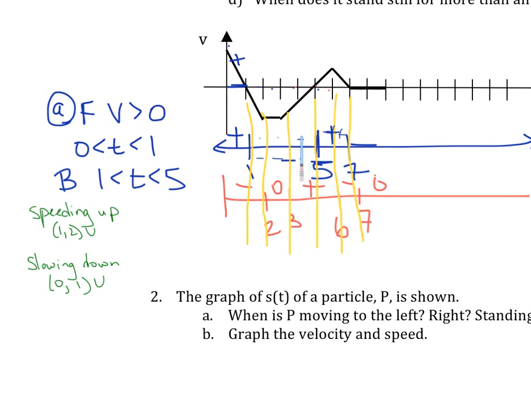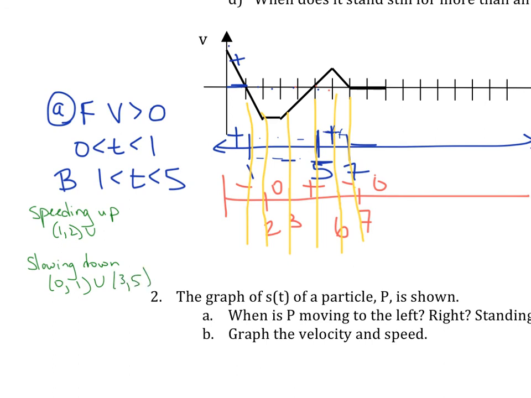Because it's not opposite signs or the same sign, I'm looking at the region between 3 and 5. That's why I broke these up into different little mini regions here. From 3 to 5, I have a negative velocity because I'm below the axis, but I have a positive acceleration because it's a positive slope. So these are opposites, which means it's slowing down from 3 to 5. I would add that in.